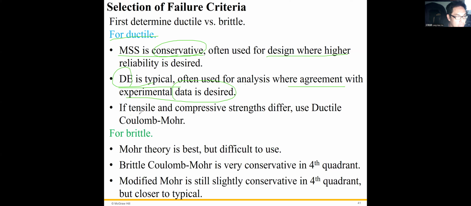Okay, and if the tensile and compressive strengths differ, use the ductile Coulomb-Mohr. For brittle materials, the Mohr theory is the best, however it is difficult to use. The brittle Coulomb-Mohr is conservative, and in the fourth quadrant, the modified Mohr is still slightly conservative.